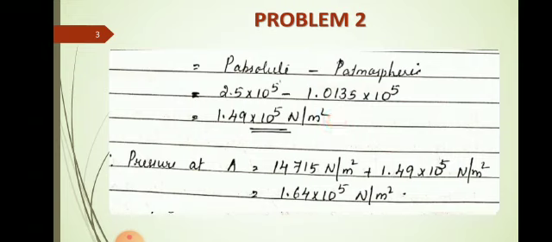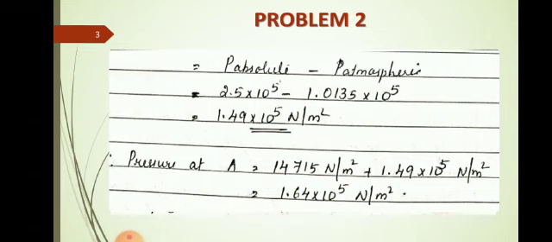So the total pressure at A will be equal to the summation of what all things? The pressure due to the liquid for a height of 1.5 meter and the pressure due to the air. The pressure due to liquid, we have obtained as 14715 Newton per meter square, and the pressure due to air is obtained as 1.49 × 10^5 Newton per meter square. So the total pressure at point A will be equal to 1.64 × 10^5 Newton per meter square.